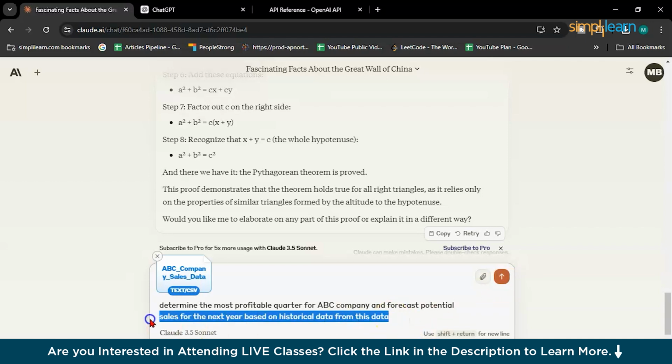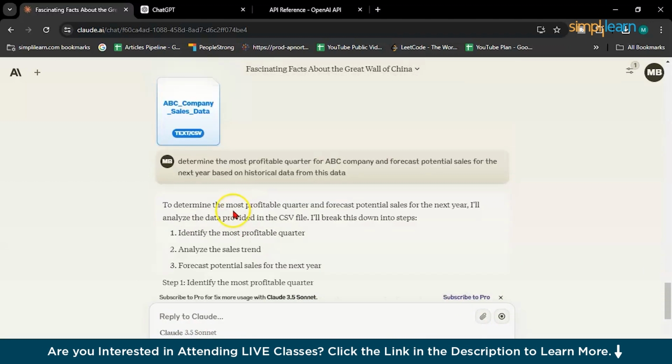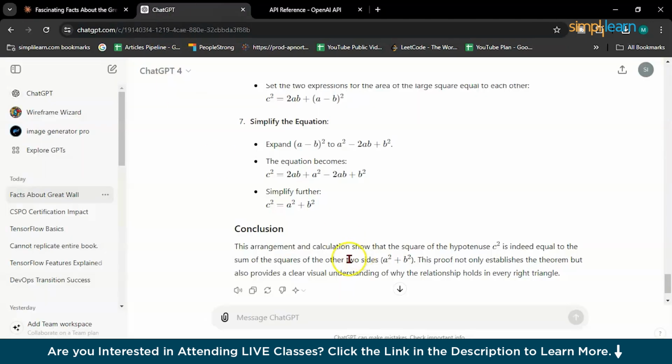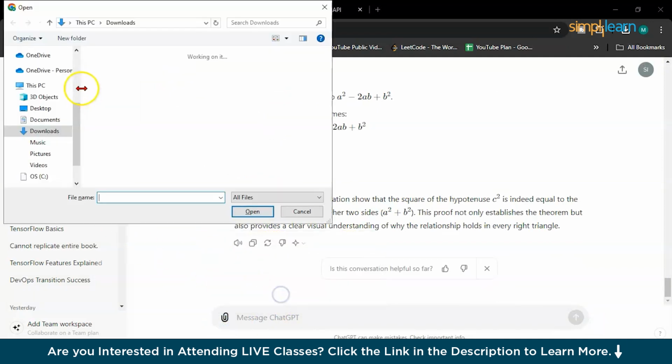Okay, first I will copy this. See, to determine the product. Okay, first I will do it here also. Okay, upload from computer.